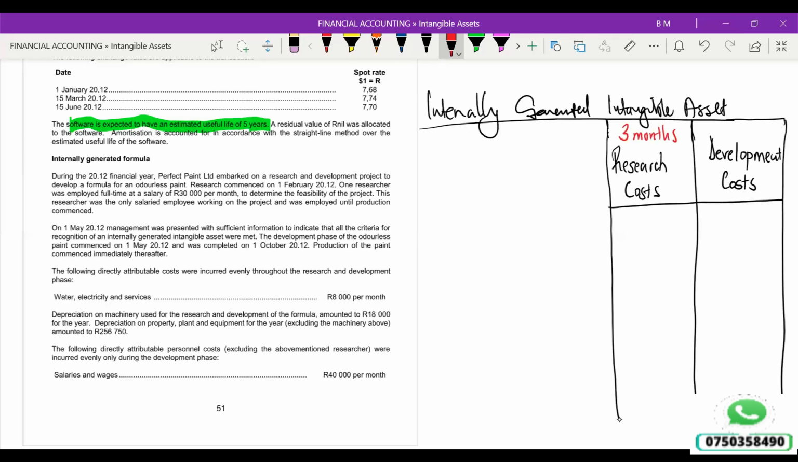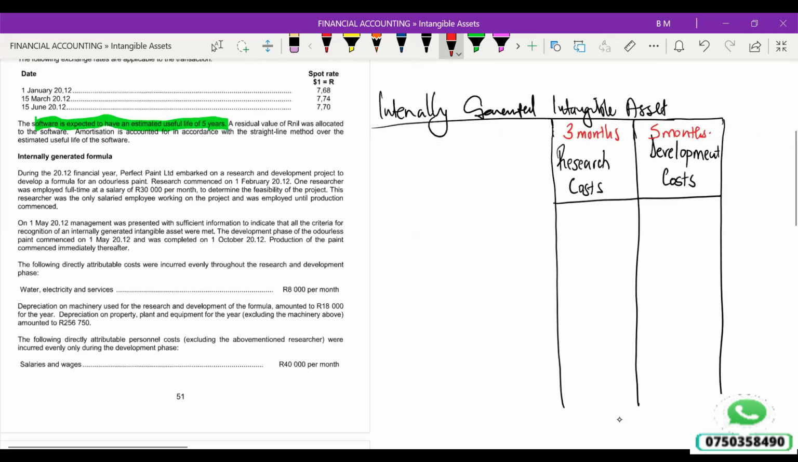Then development, we say we have May, June, July, August, September, and October. No, October is not there. So we have 5 months. So 3 plus 5, it means that we have 8 months in total.